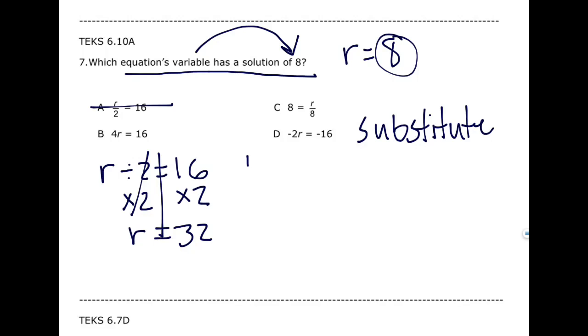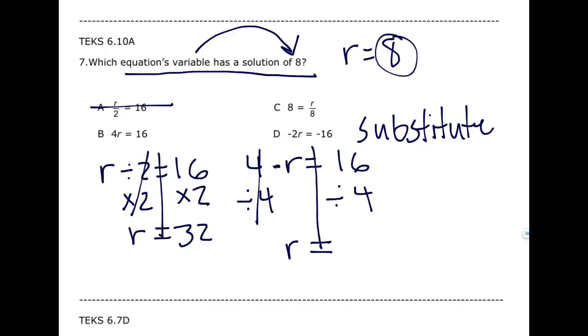B says 4 times r equals 16. The opposite of multiplying r by 4 is dividing by 4. What I do to one side, I do to the other. 4 divided by 4 cancels out. r is equal to 16 divided by 4, which is 4. So r is equal to 4. So it is not B.